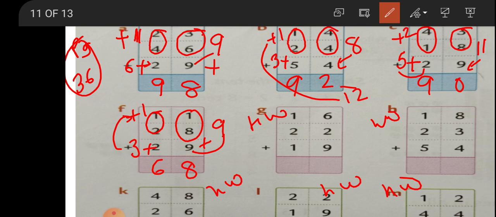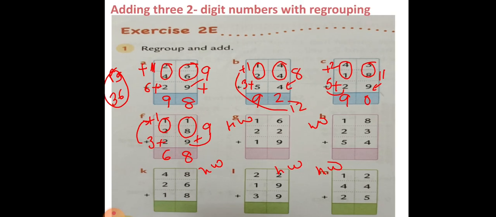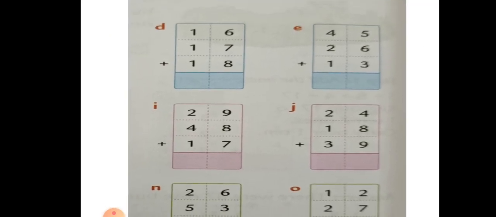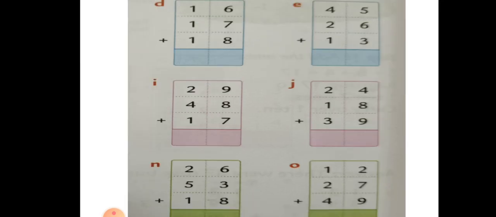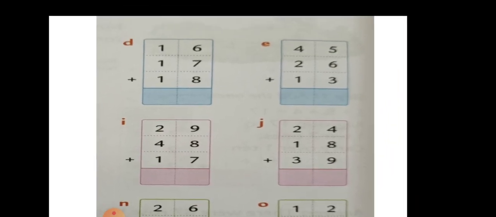A lot of practice has to be done. You have to do a lot of practice. Okay. So 1, 2, 3, 4, 5 sums I'm giving you as homework. Here also again I'll solve 3 and you are going to solve 3. Okay. Let us begin.